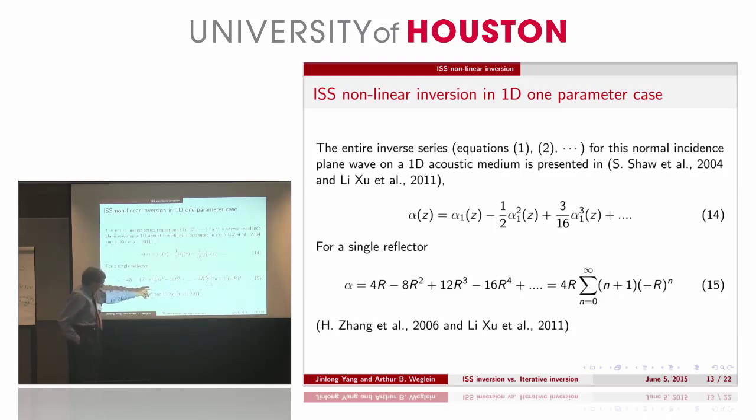This guy here sums to that form, as you can see, yes? And it always converges. The ratio test will show you that no matter what the R is, that series will always give you alpha. Yes? It doesn't matter how big the R is.